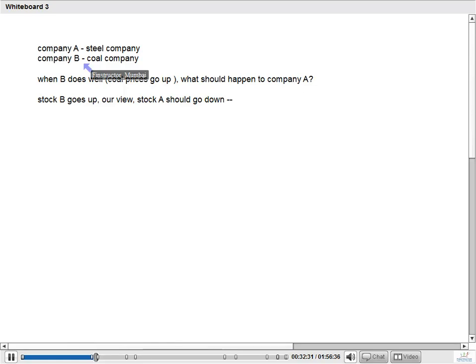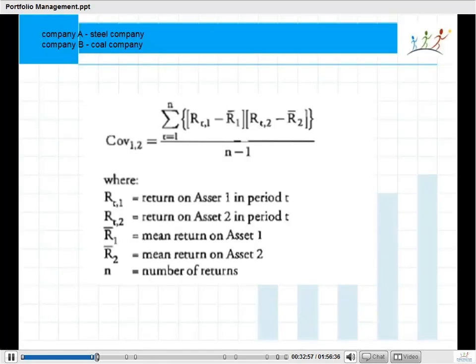It's possible. In order to check my view, should I have a tool that will help me analyze historical data and try to come to a conclusion whether coal stocks and steel stocks historically have moved together or have they moved inversely with one another? That statistical tool is called covariance.